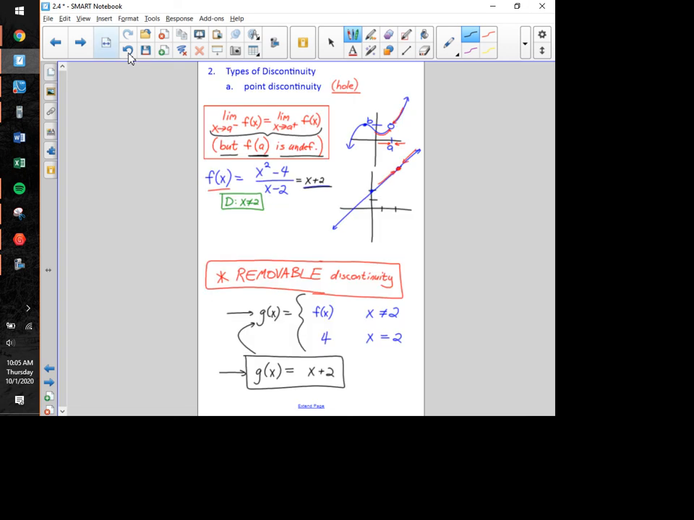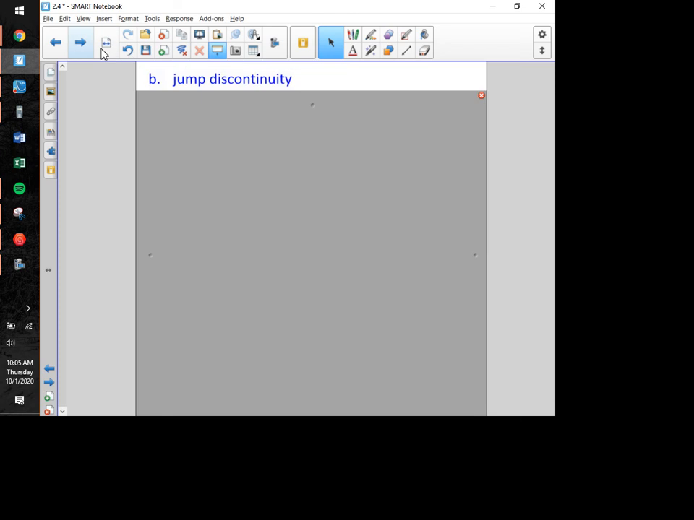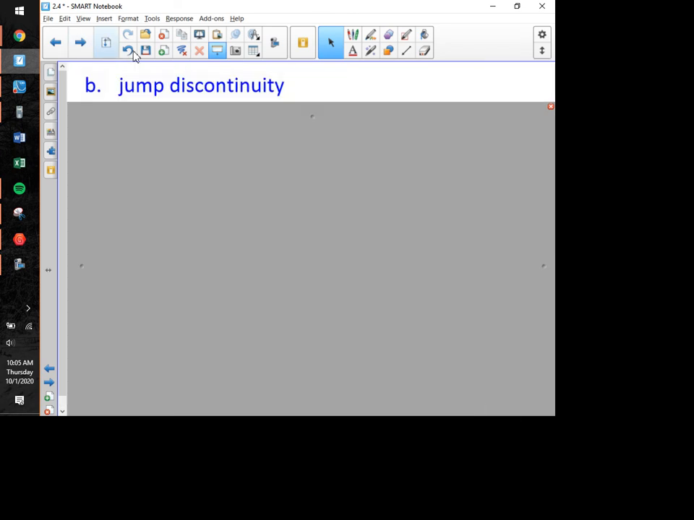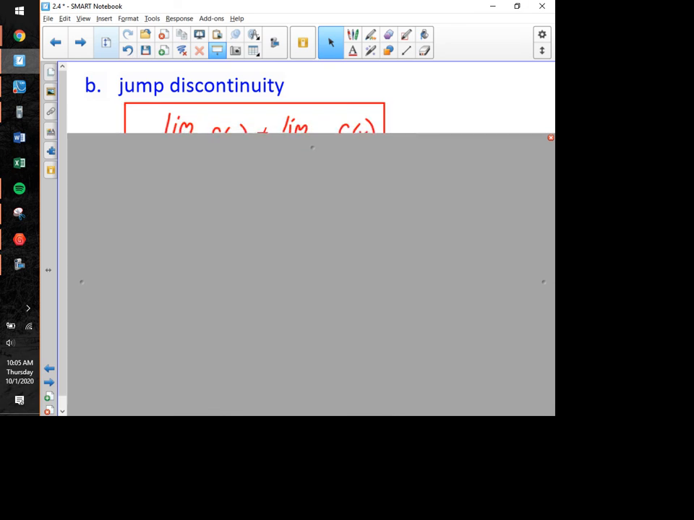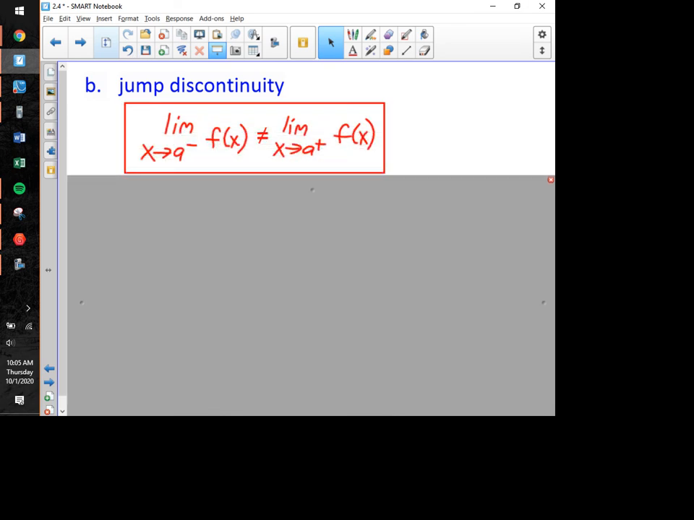Okay, so that's a point discontinuity, otherwise known as a hole. The second type here is going to be jump discontinuity. And you may remember that phrase from last year. I think I've shown you one in this section of notes so far that illustrates that, but I haven't pointed it out just yet. Jump discontinuity occurs when your left-hand limit, as x approaches a from the left of a function, is not equal to the right-hand limit at the same a value.